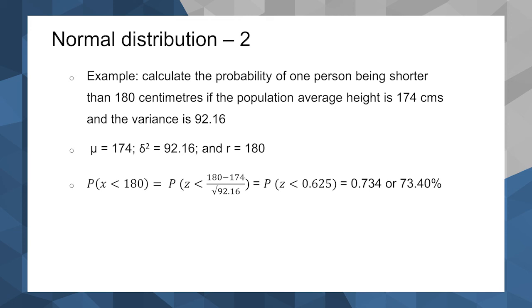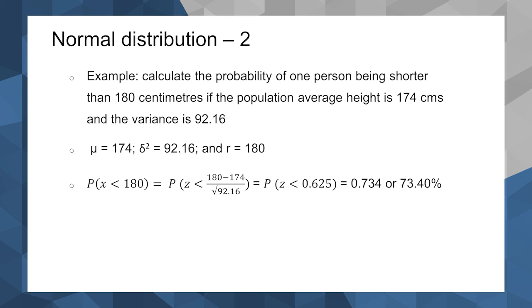We can't just do that. We need to calculate the z-score. And so in this case, what we do, we transform, or what's called standardize, our distribution of 174 and variance of 92.16 by calculating the z, which is 180 minus 174 over the square root of 92.16. That gives us a z value of 0.625.